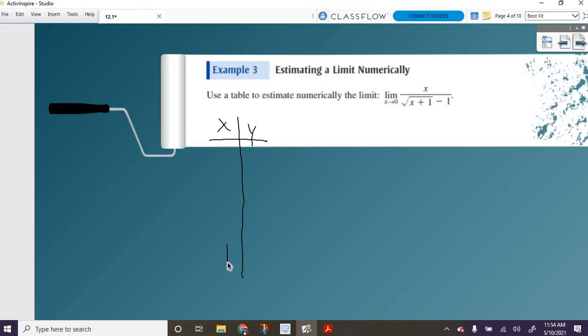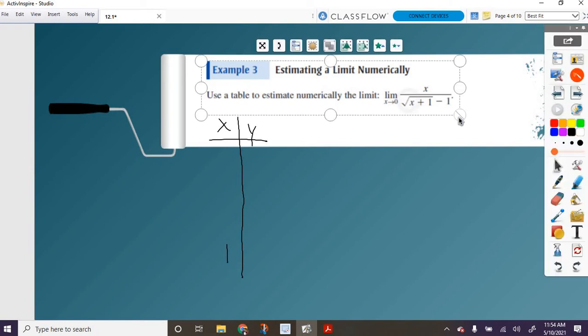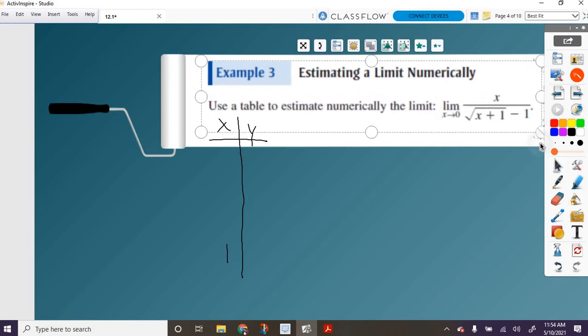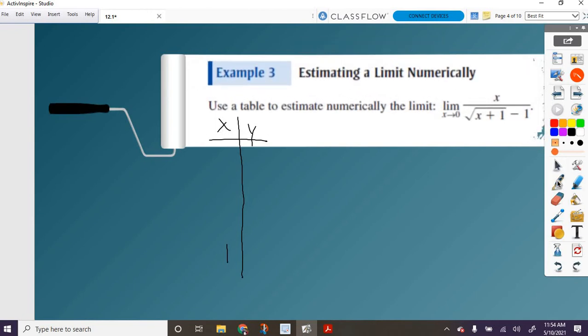X approaches 0. There's an X with a little arrow symbol. So down to how many decimals? 3. What number? 1. Yeah. So what do we get? 2.414.